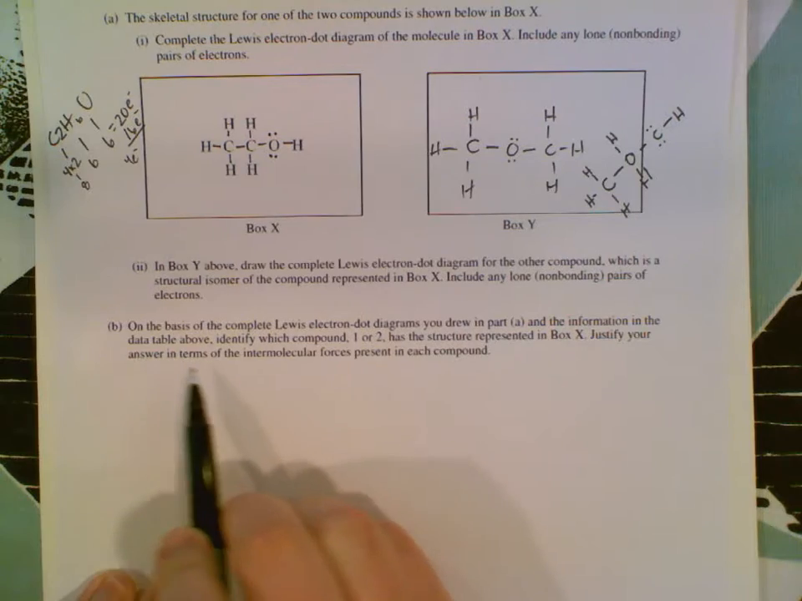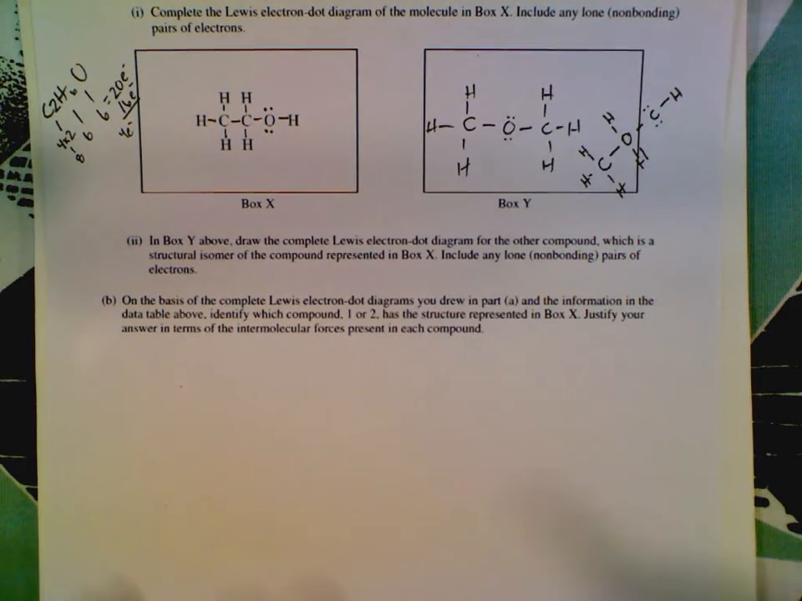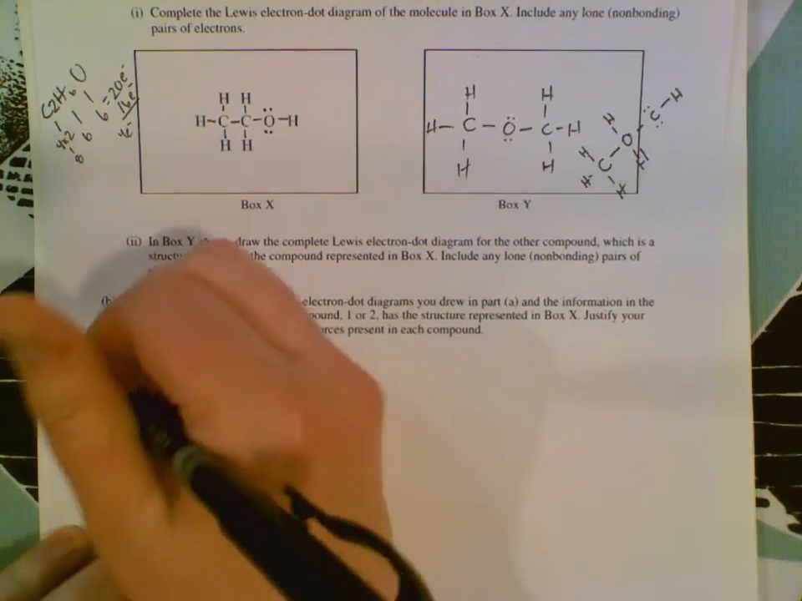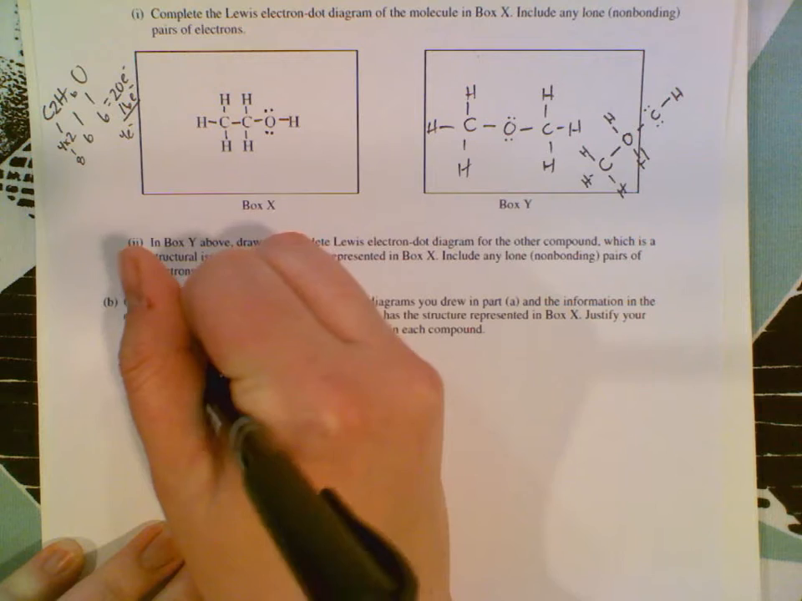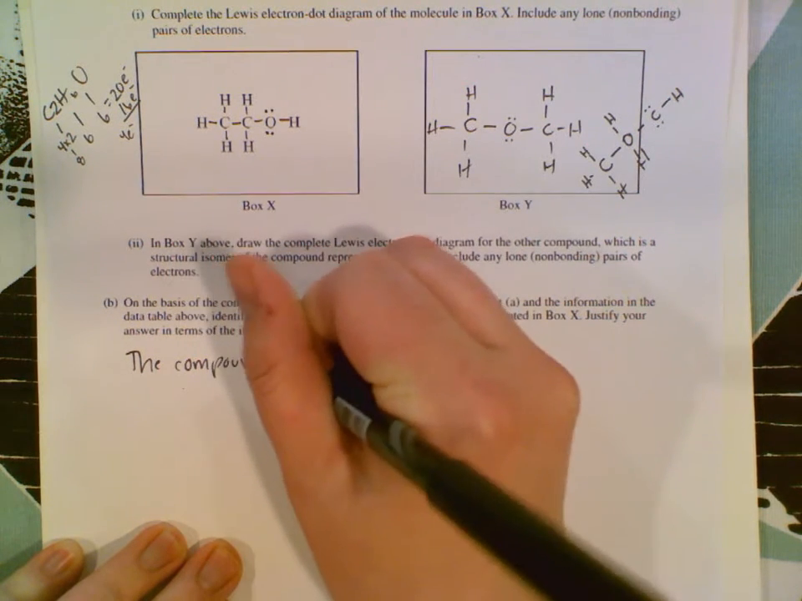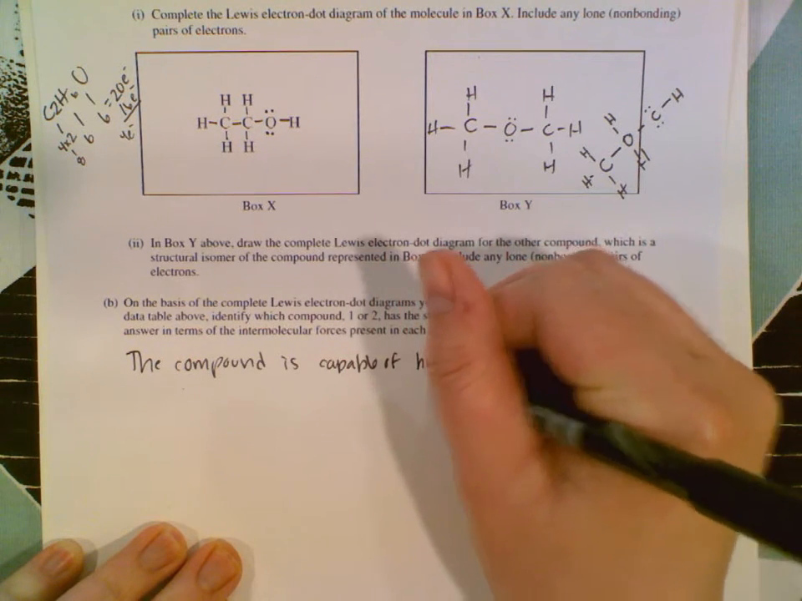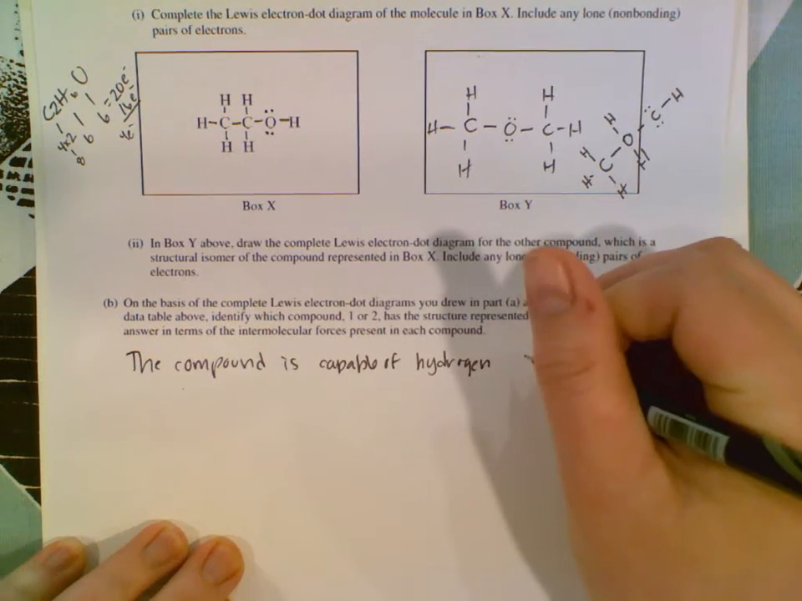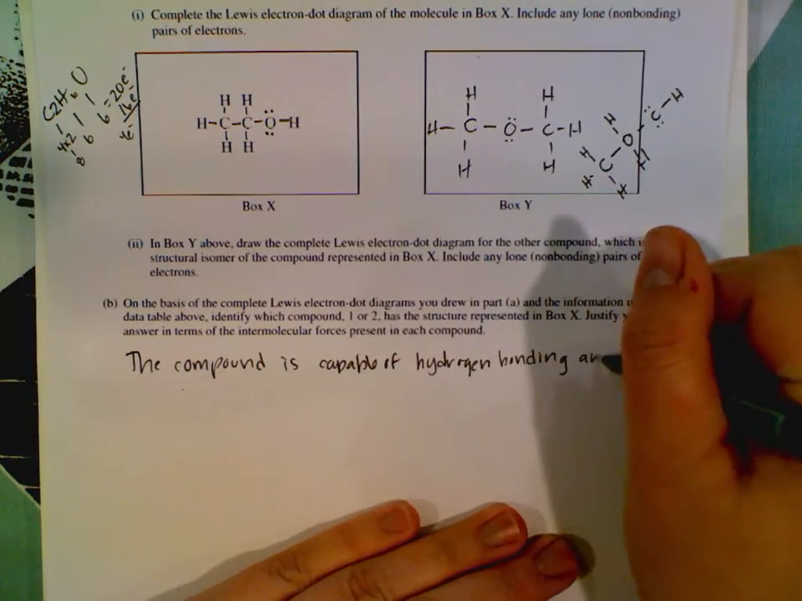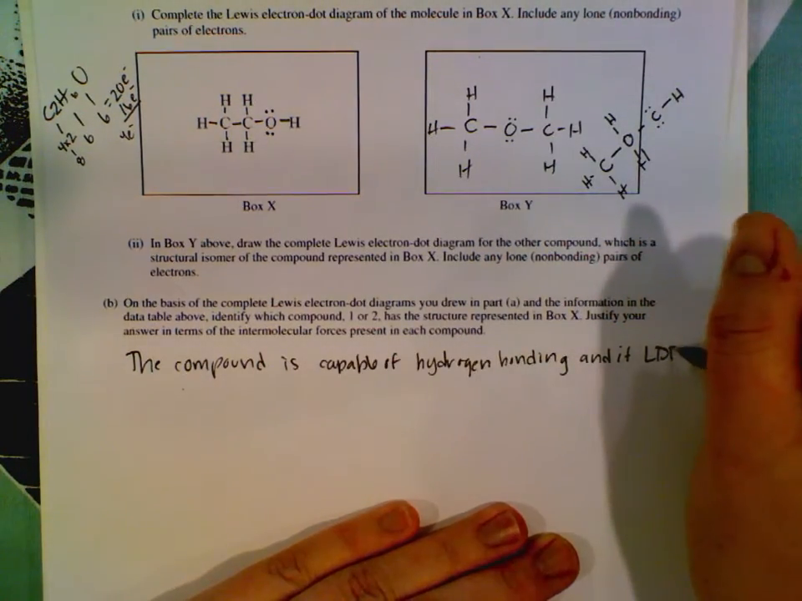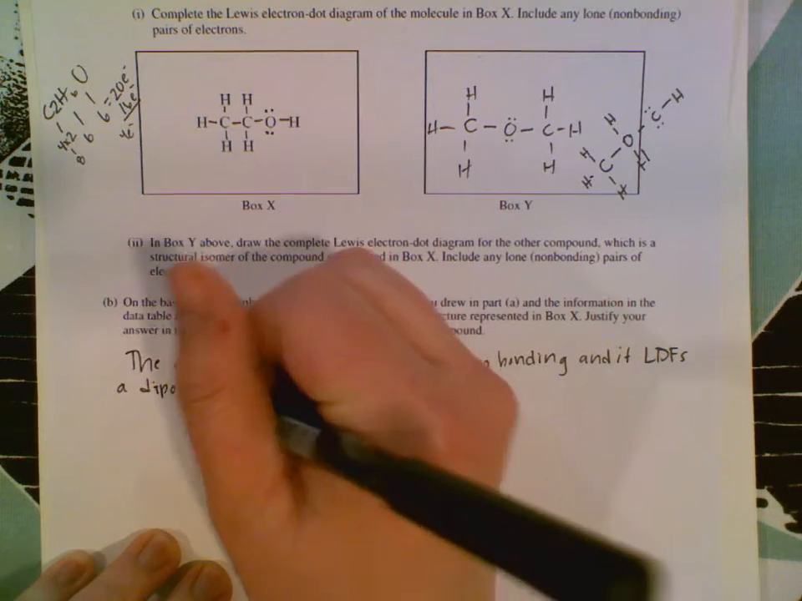So what they're looking for is you to discuss both of them. It says justify your answer in terms of intermolecular forces in each compound. And in my mind, when I see that, it tells me I need to talk about both of them. So I would probably start by talking about the compound in box X. I'd say the compound in box X is capable of hydrogen bonding, and it has London dispersion forces and dipole to dipole interactions. Oops, excuse me, it's hard to write on the fly here.